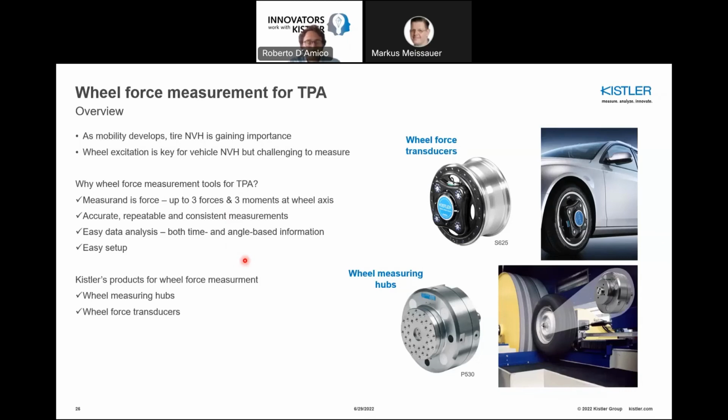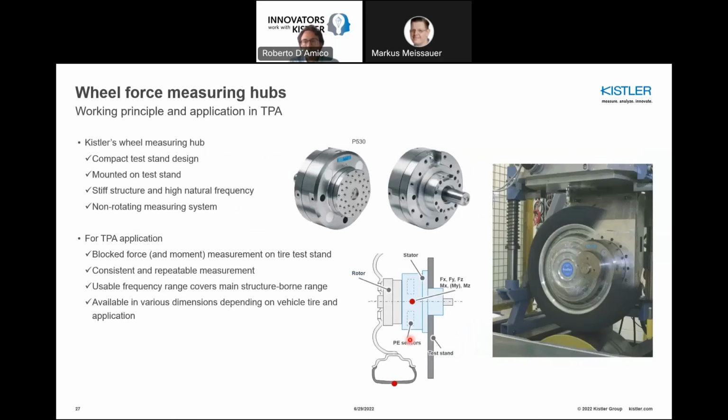The type of product classes that we have are wheel force transducers for on-vehicle testing, and then the wheel measuring apps for the tire test rig. And let's have a look at this second product line first, where we have the sensing component, which is mounted directly on the test rig. So you're basically mounting on the tire test rig where you have the drum. You see it here, and you can mount your tire attached to it.